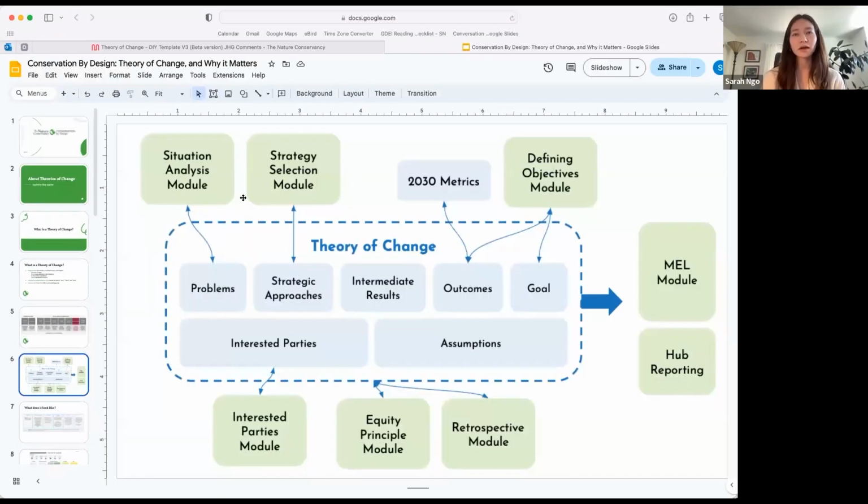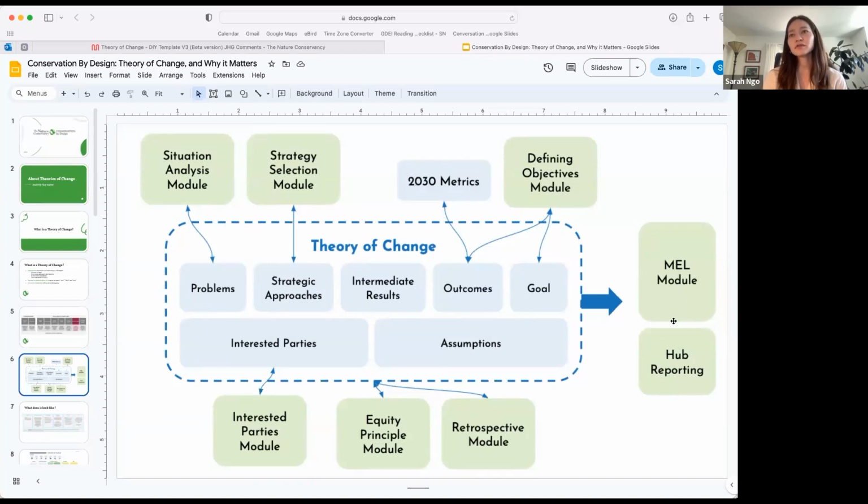So let me go ahead and share my screen just to give you a sense of what I'm going to cover. So first of all, I'll be covering situation analysis, which feeds into the problems portion of the theory of change. Next will be the interested parties module, which feeds into the key parties or interested parties element of the theory of change. Third, I will cover defining objectives, which helps support the goal and outcomes portion of the theory of change. And finally, strategy selection, which helps support strategic approaches.